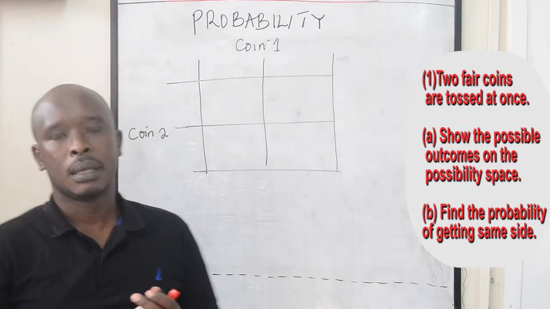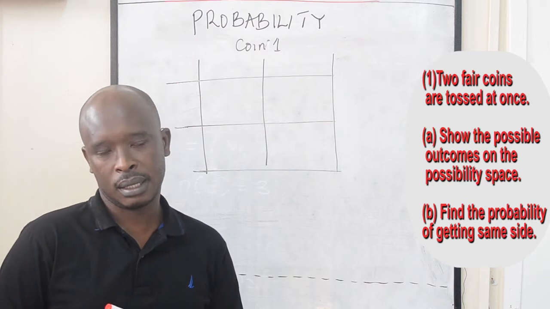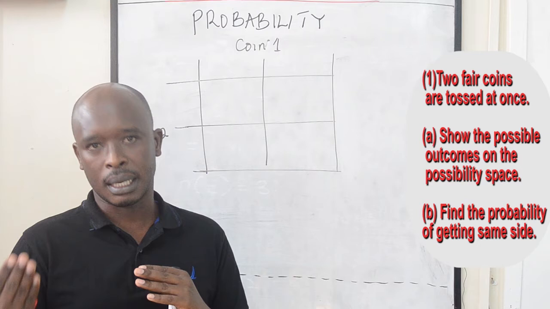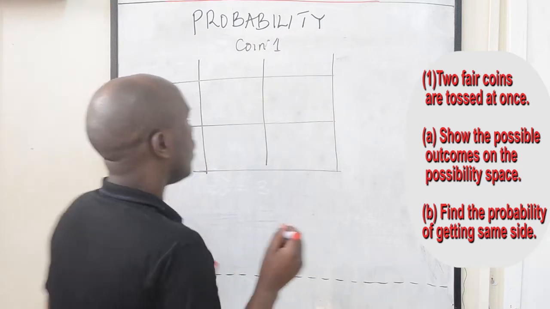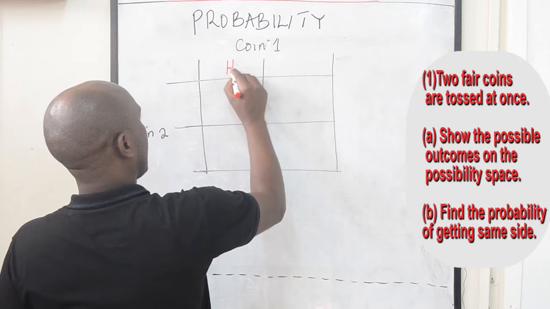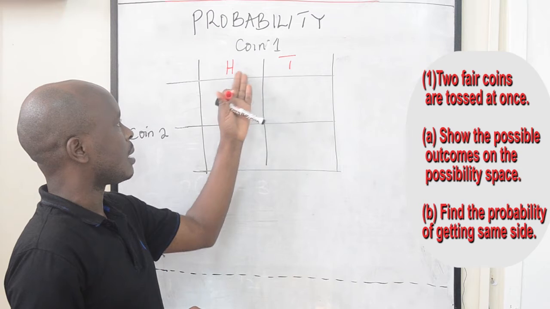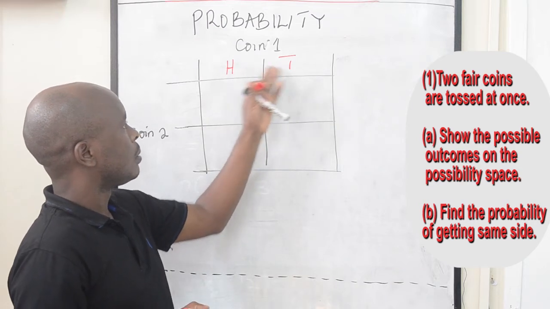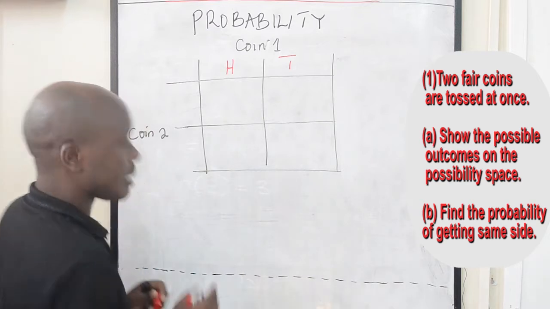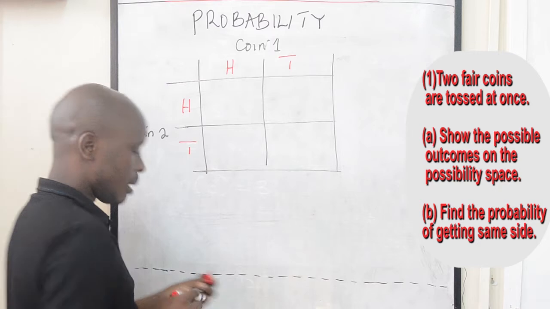We know that a coin has two sides, and we can call these sides a head and a tail. So, if I represent the first coin this way, I can have the first coin having two sides, and the possible setup is a head and a tail. The same applies to the second coin. Can have a head and a tail there.